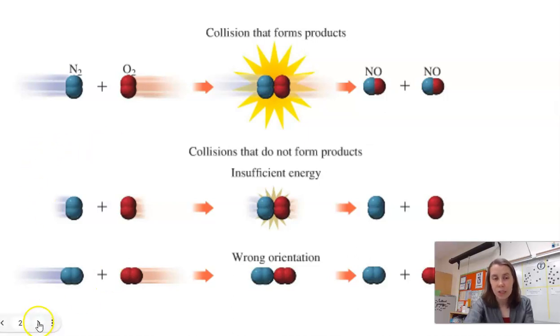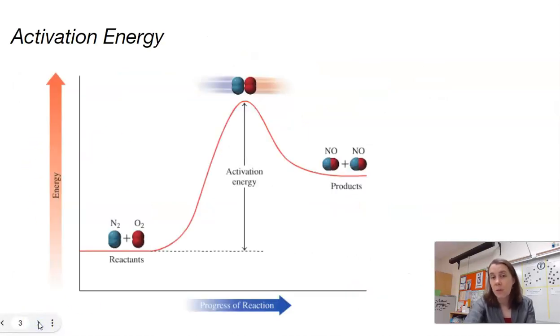And the reason we need a certain amount of energy is because of something called activation energy. So our reactants have a particular potential energy. Our y-axis here is energy. And our products have a particular potential energy. But when we go from reactants to products, energy needs to go in order to break the bonds that we have currently and form new bonds.